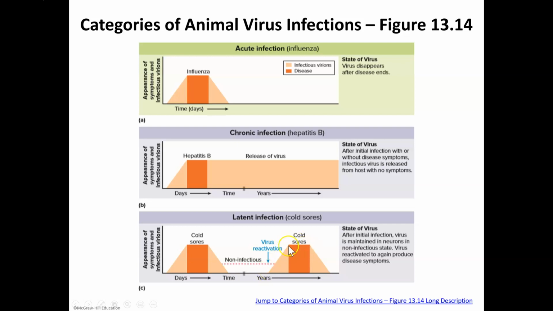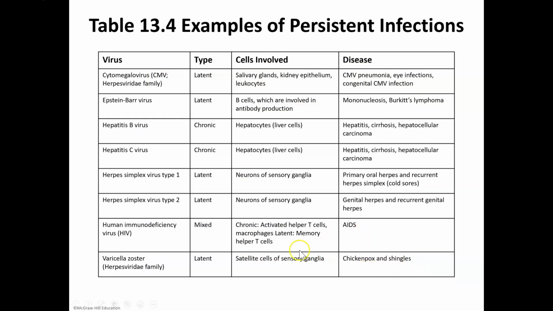And here we have a reactivation of the virus. Typically reactivation of the virus can occur because of stress or other problems. And so you have these outbreaks of the disease that then go away after a week or so, and then they come back later in life. That's latent. And so here you can see some different disorders that are either latent or chronic. And then HIV has both chronic as well as latent infection.